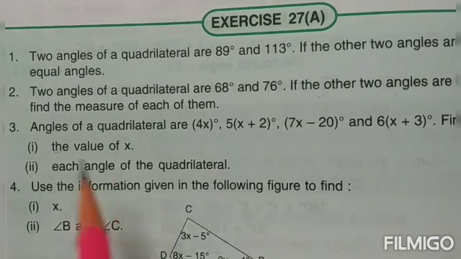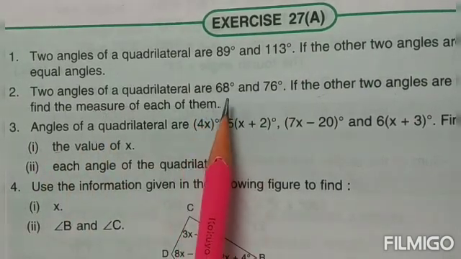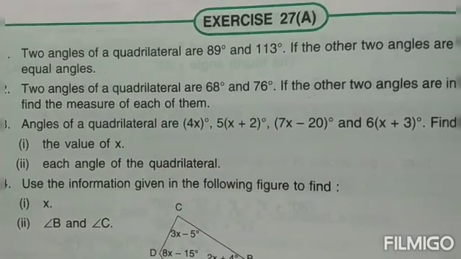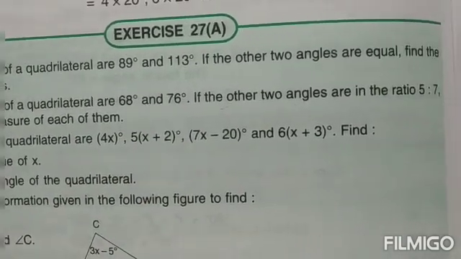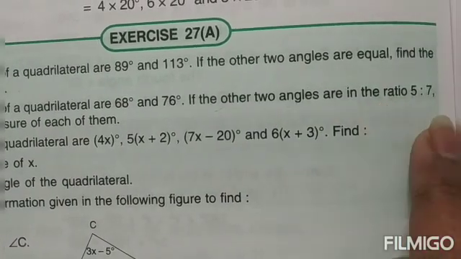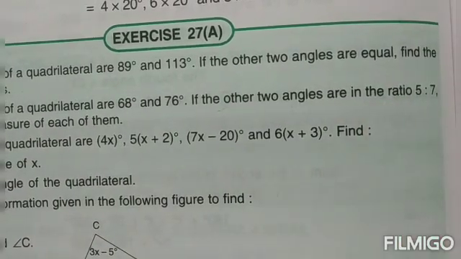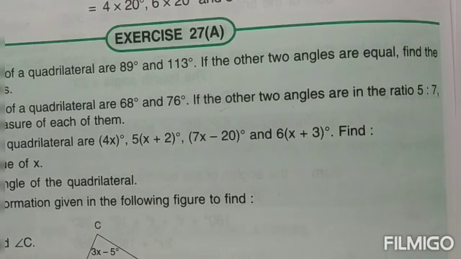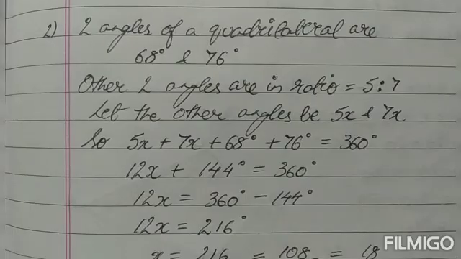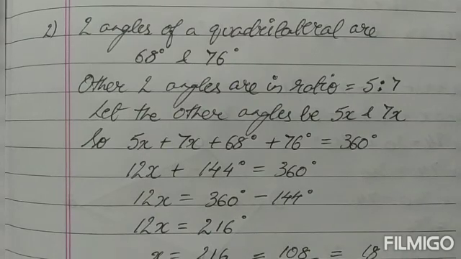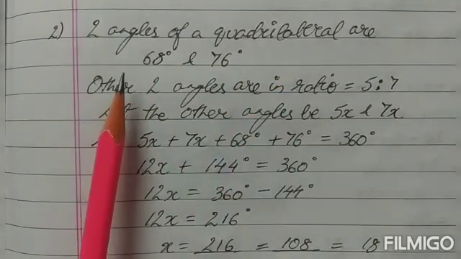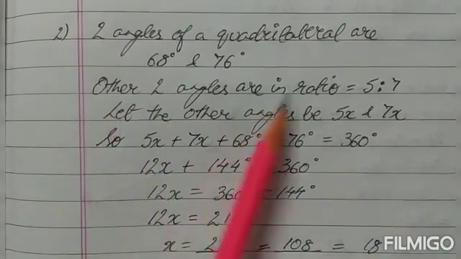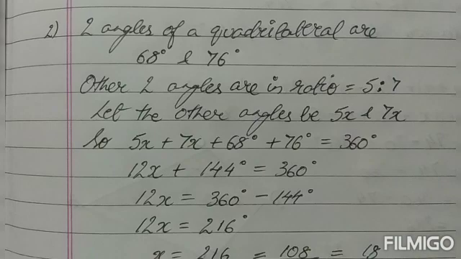Question number 2, children: two angles of a quadrilateral are given, 68 degrees and 76 degrees. And for the other two angles, they have given a ratio, that the other two angles are in the ratio 5:7. We have to find the measure of these angles, which are given in the form of ratio 5:7. So let's see how to do this question. Now we know, children, that two angles of a quadrilateral are 68 degrees and 76 degrees, and the other two angles are in the ratio 5:7.